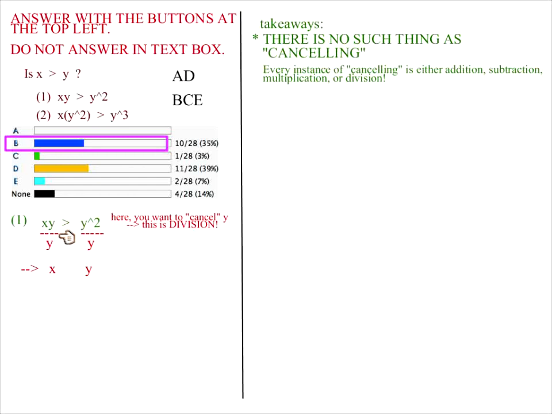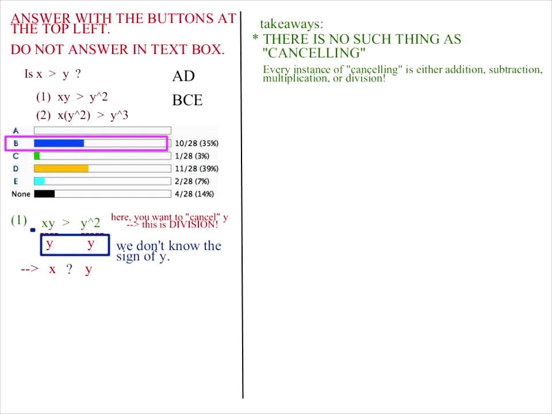We don't know if this is positive or negative. You're probably used to just doing algebra with actual numbers, but that's not what's happening in this case. In this case, we're trying to divide by something whose sign we don't know. We don't know the sign of y. So this is a big fat question mark.